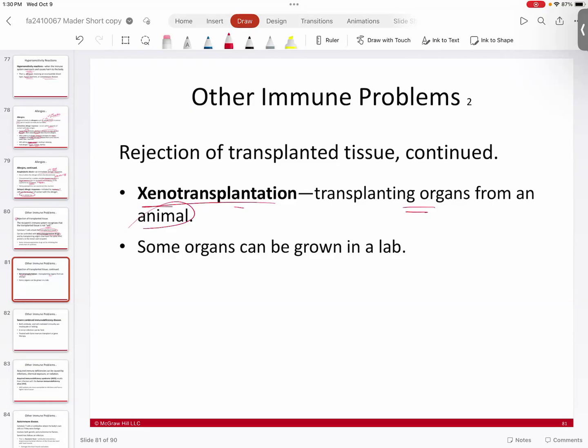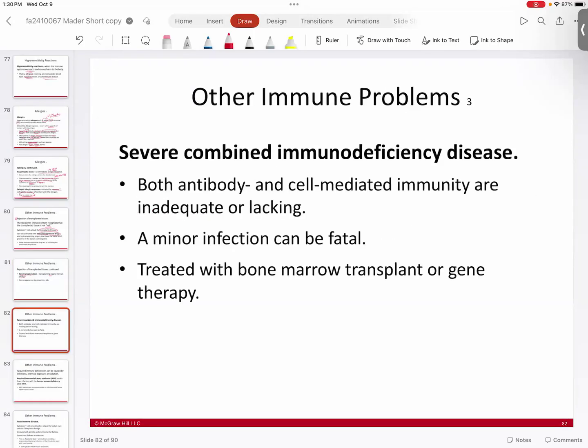Like for instance, if you do a valve transplant, you can do a pig valve transplant. So sometimes we'll do that. You can also grow some organs in a lab. So we're just beginning that. That's just a beginning technology that's starting to click in.